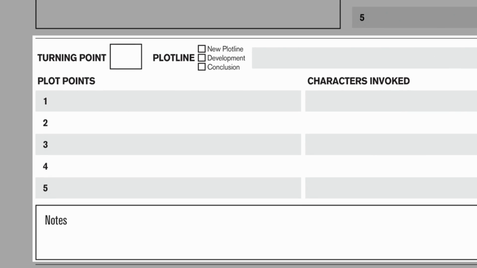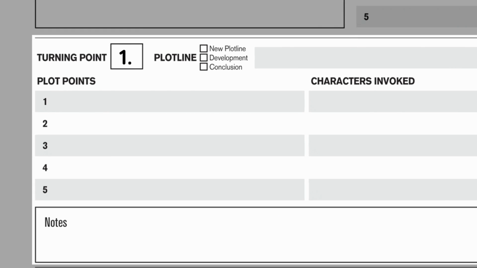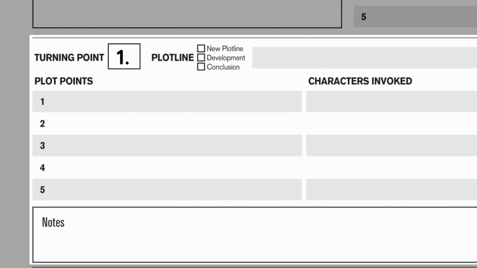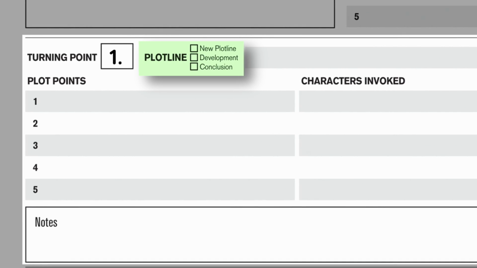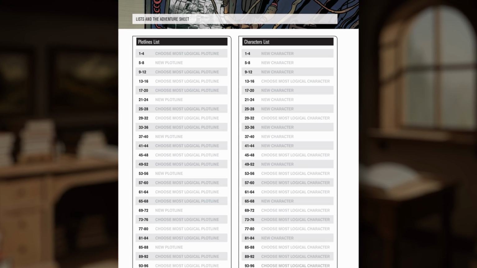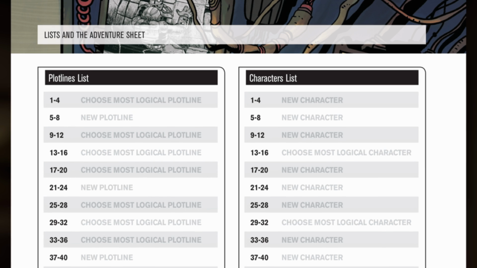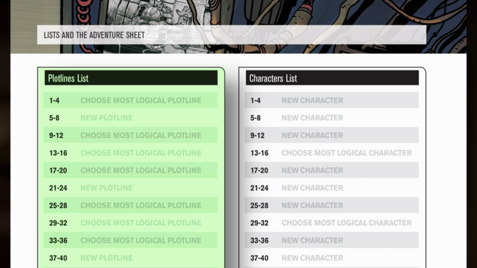We start by labeling our turning point with a 1. Then we have to say what kind of plotline this is. Is it a new plotline? Is it a development? Or is it a conclusion? So, usually you would start your turning point by rolling on the plotlines list. Basically, this is where you keep track of what is happening in your adventure.